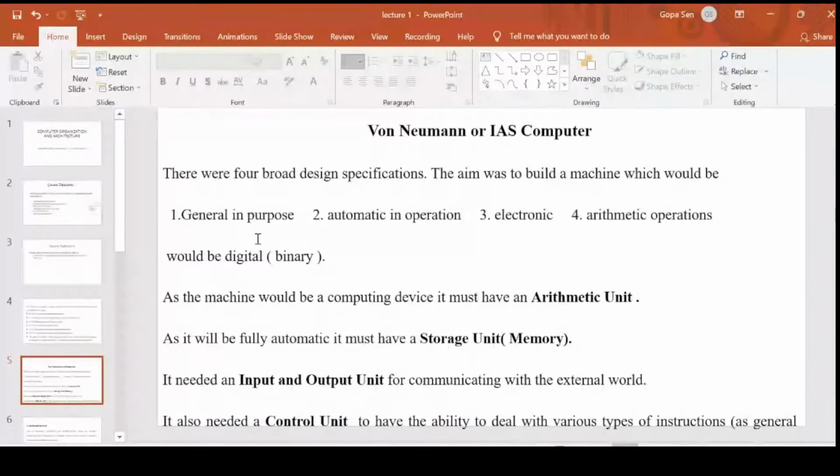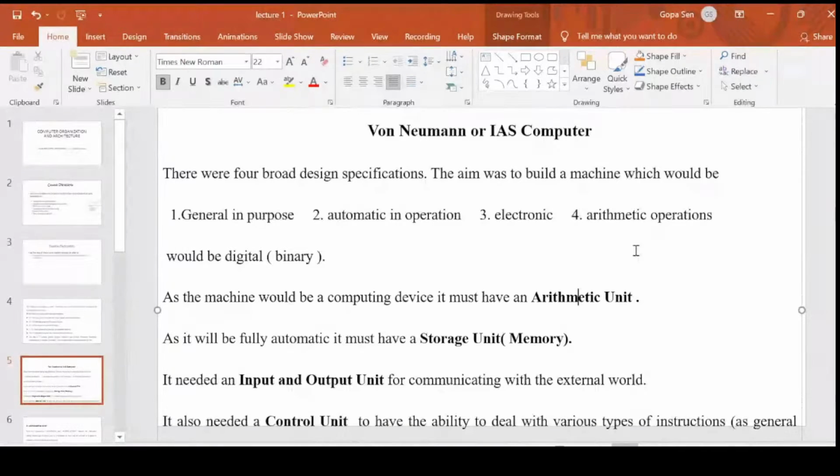Now you know that all the switches have only two states, that is off and on. So it was more specifically specified that all the arithmetic operations should be binary. Not only digital, it should be binary. So how will we design the machine following this specification? As the machine should be able to perform arithmetic operations, it must have an arithmetic unit. The machine should have an arithmetic unit which will be able to perform arithmetic operations in digital, especially binary.